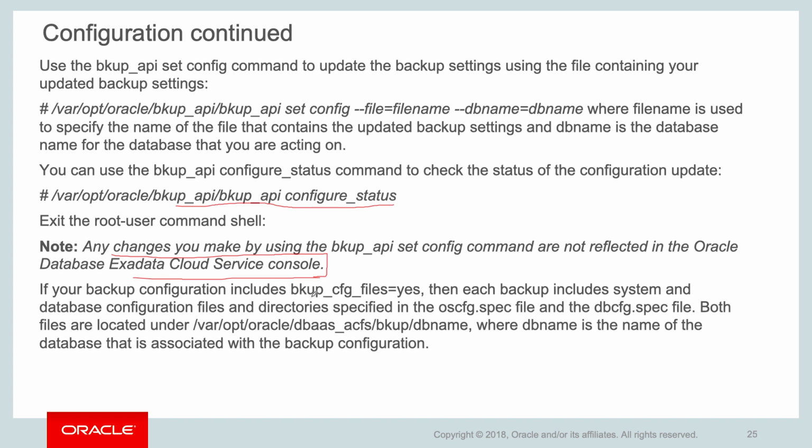If your backup configuration includes backup CFG files equals yes, this is an important parameter. Then each backup includes system and database configuration files, which is equally important, because not only data files or the database backup are important, but also the binaries and the configuration files. They will go to a directory specified in the oscfg.spec file and the dbcfg.spec file. Both files are located under /var/opt/oracle/dbaas_acfs/backup/ followed by the database name, where db name is the name of the database associated with the backup configuration.